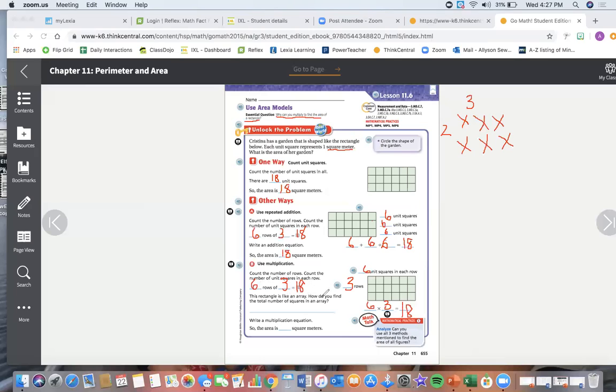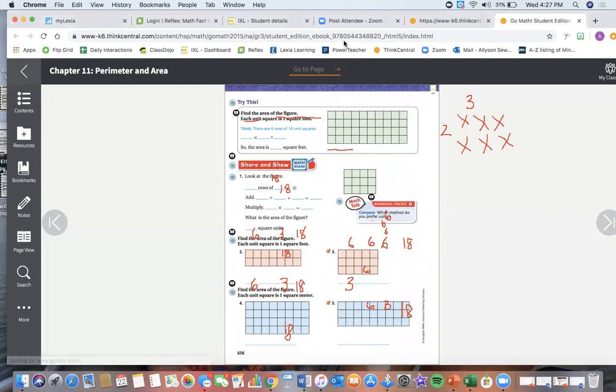And I already answered this question with you guys. This rectangle is like an array. How do you find the total number of squares in an array? Well, you can add, use repeated addition, count, or multiply. And we know that the area is 18 square meters.